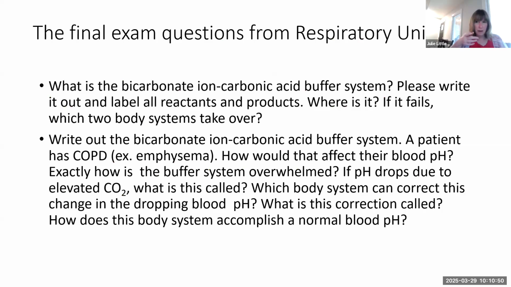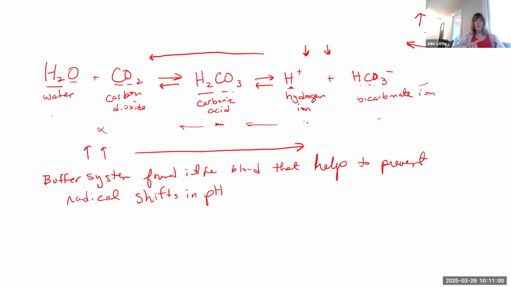So what is it? It's a buffer system. Please write it out and label all the reactants and products. We did that. Where is it? It's in the blood. We did that. And if it fails, which two body systems take over? Well, this is our backup. It's always in the background, and it's always helping us maintain pH. But if we get in trouble because we've added too many hydrogen ions on this side, this is a key player, or too many carbon dioxide molecules on this side, we have two body systems that can help us out.